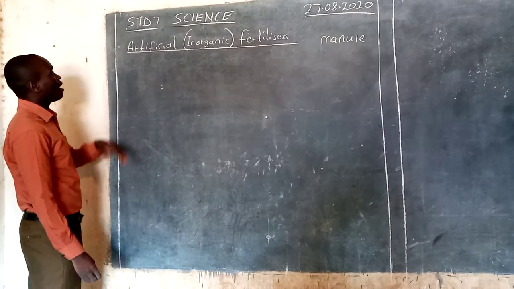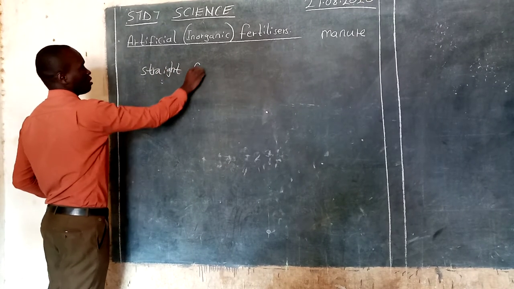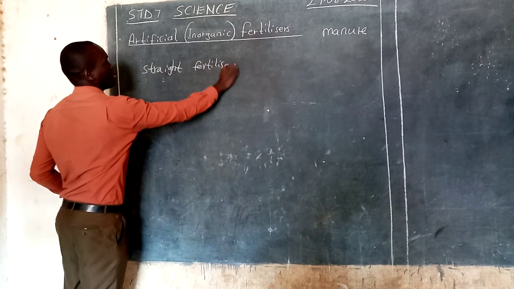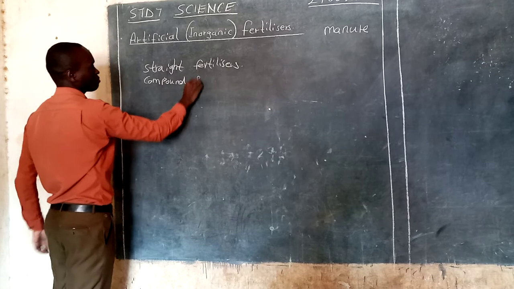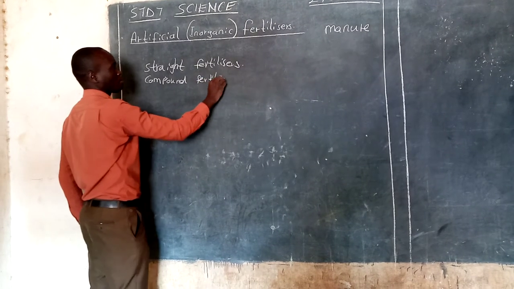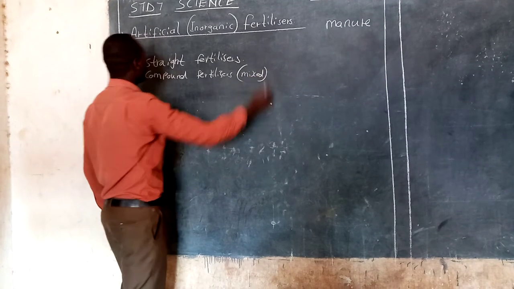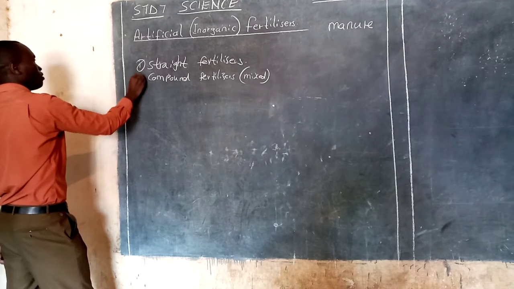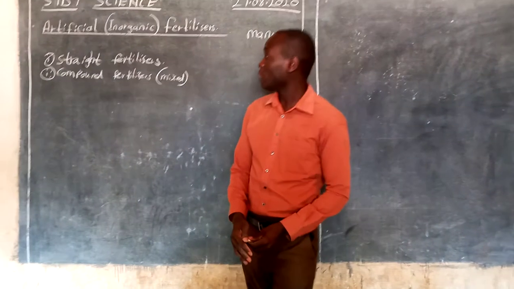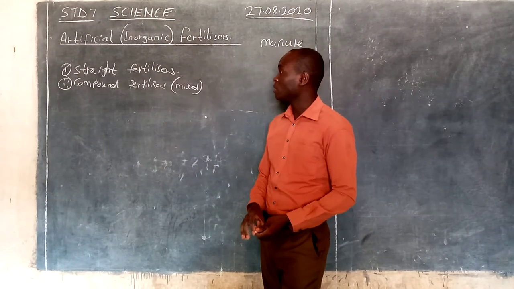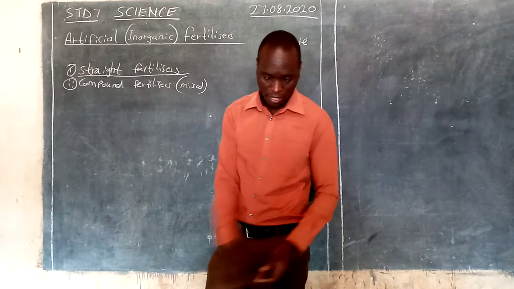We have the straight fertilizers, and then we have the compound fertilizers. This compound may also be called mixed fertilizers. These artificial fertilizers are divided into two: the straight fertilizers and the compound fertilizers. Let me start by looking at straight fertilizers.